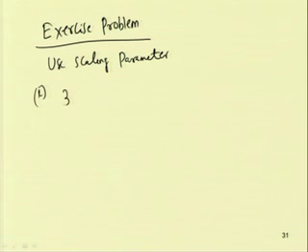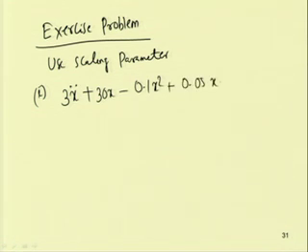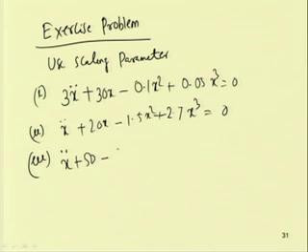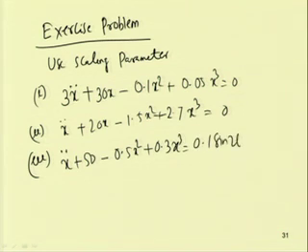The equations are: 3 x double dot plus 30 x minus 0.1 x square plus 0.05 x cube equal to 0; x double dot plus 20 x minus 1.5 x square plus 2.7 x cube equal to 0; and x double dot plus 50 x minus 0.5 x square plus 0.3 x cube equal to 0.1 sin 2t. So, these two are for free vibration, and this is for forced vibration.